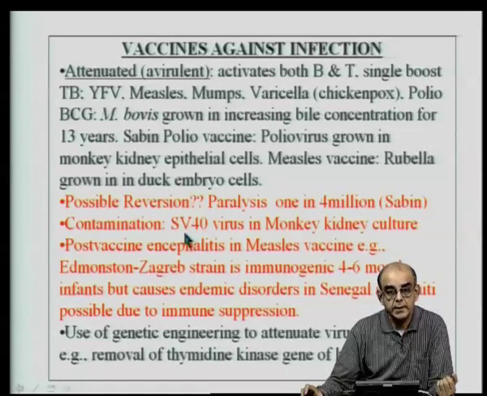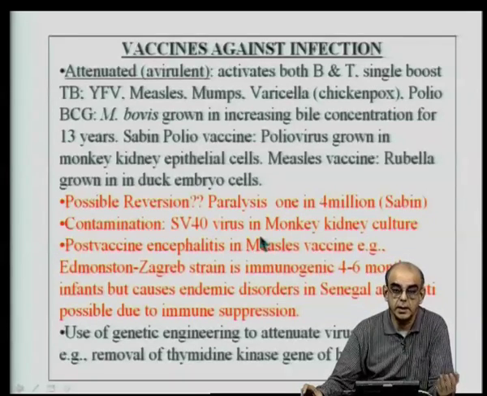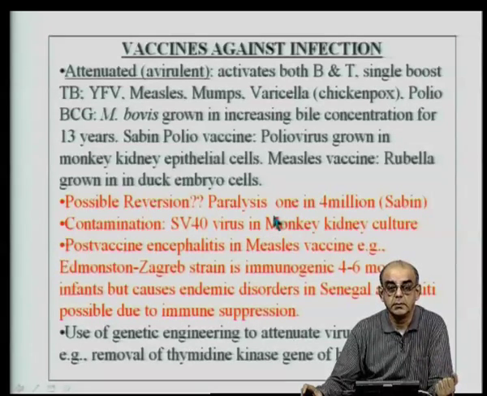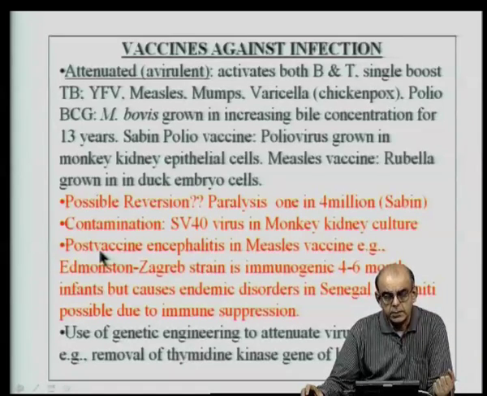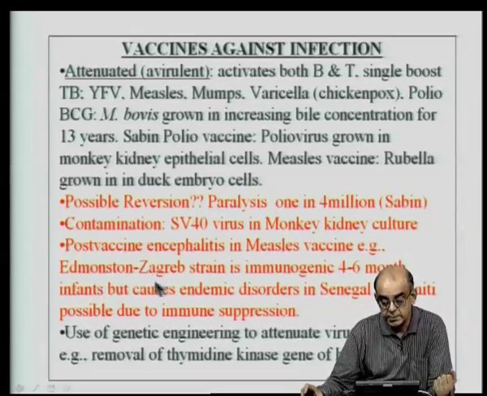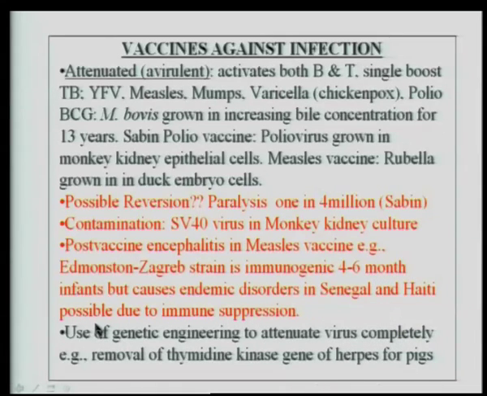Such preparations of attenuated viruses or pathogens can also be contaminated. For example, when one grows virus in monkey kidney cells, SV40 virus is a contaminant that can come up with some of these preparations. So, one has to examine the vaccine batches in order to remove those contaminated with SV40 virus. The other complication is post vaccine encephalitis with some measles vaccines. For example, the Edmonston-Zagreb strain is immunogenic in 4 to 6 month infants, but it causes disorders in Senegal and Haiti because of possible immune suppression of infants in those regions.